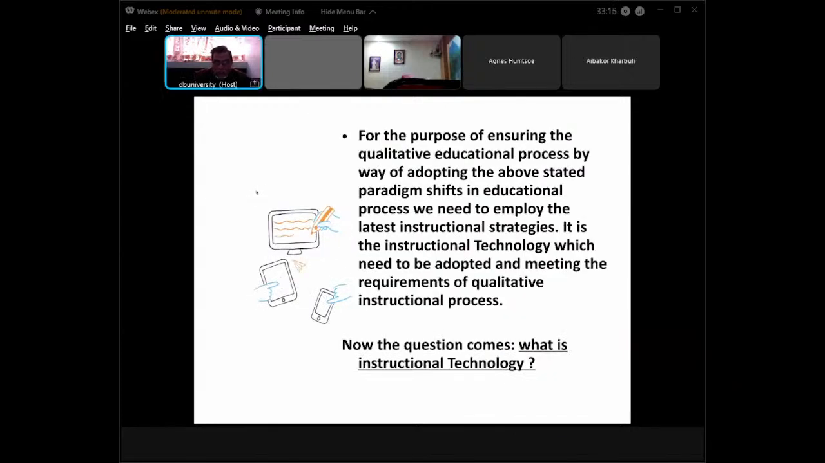For the purpose of ensuring a qualitative educational process and having these paradigm shifts in the educational process, we need to employ the latest instructional strategies. We need to have some new approaches of teaching. And the branch of educational technology which deals with the new approaches of teaching, new instructional strategies, is to be called instructional technology. So we have to understand the meaning of instructional technology. What is instructional technology? That is the question which lies with us.